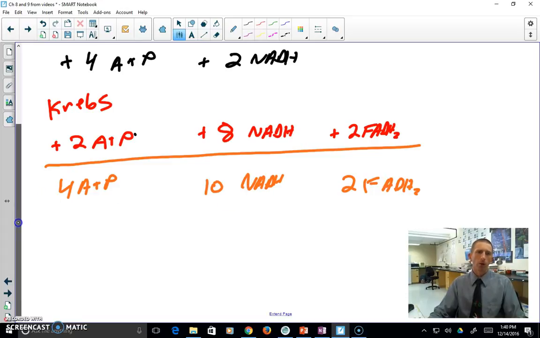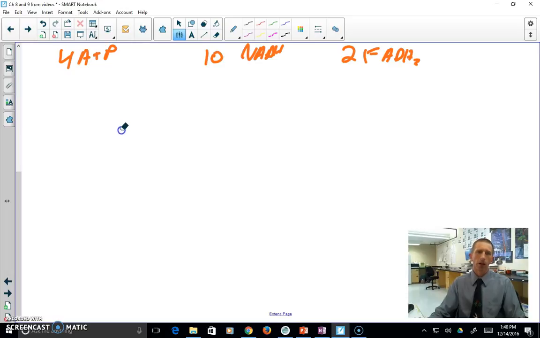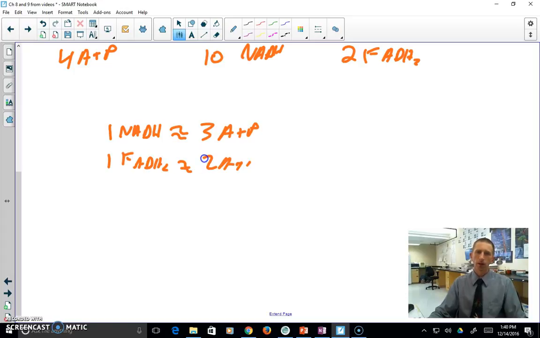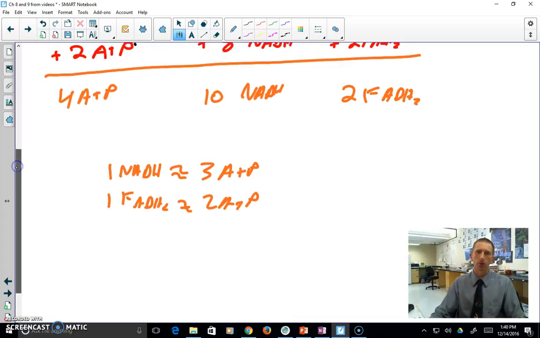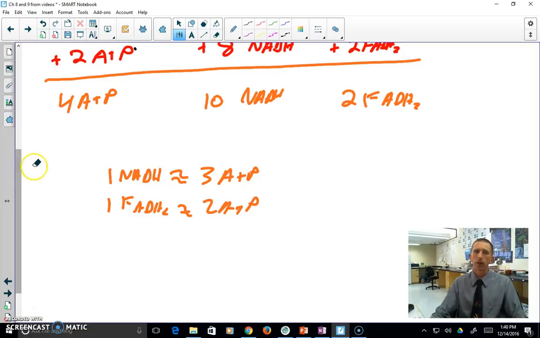All right, so now what if I told you that these full baskets right here go to the electron transport chain, and what if I told you that 1 NADH makes approximately 3 ATP, and every 1 FADH2 makes approximately 2 ATP. Could you do the math and could you figure out how much ATP we make for 1 glucose? So go ahead and pause it and do that.